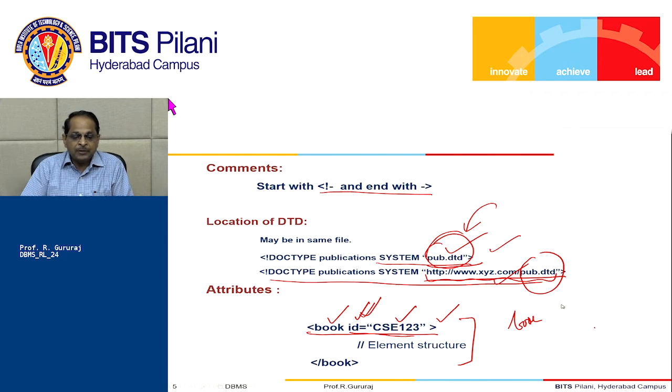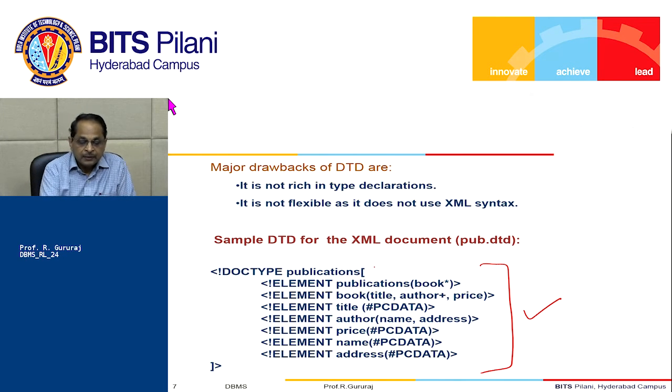Let us have a look at a sample DTD of the XML document, that is pub.dtd, which has been used in this document. It is DOCTYPE publications, that is the XML document name. The root element is publications. In parentheses I write book star, meaning that the publications root element can contain 0 or any number of book sub-elements. Then the element book contains a title sub-element, author plus, which indicates one or more author sub-elements, and one price element.